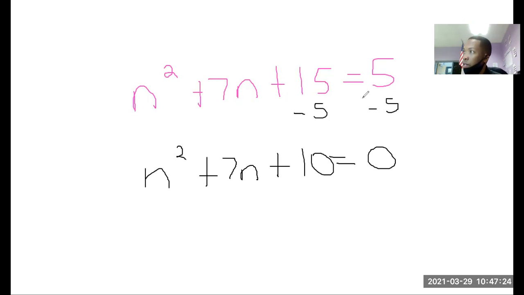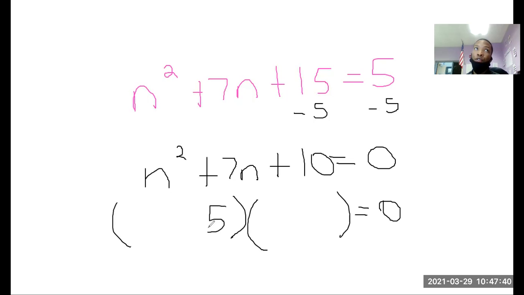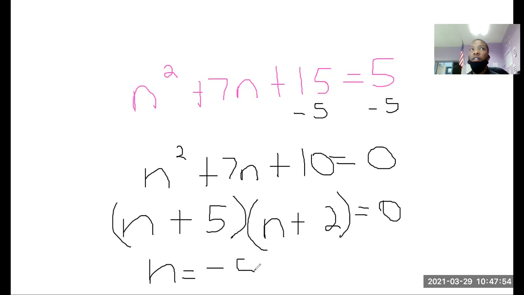If it's not equal to 0, we want to change it so that it's equal to 0. And then you'll go through with this: two numbers that multiply to get 10, but add to get 7. We just did 5 and 2, positive, and you always put back your variable. And then you'd go through n equals negative 5, n equals negative 2.